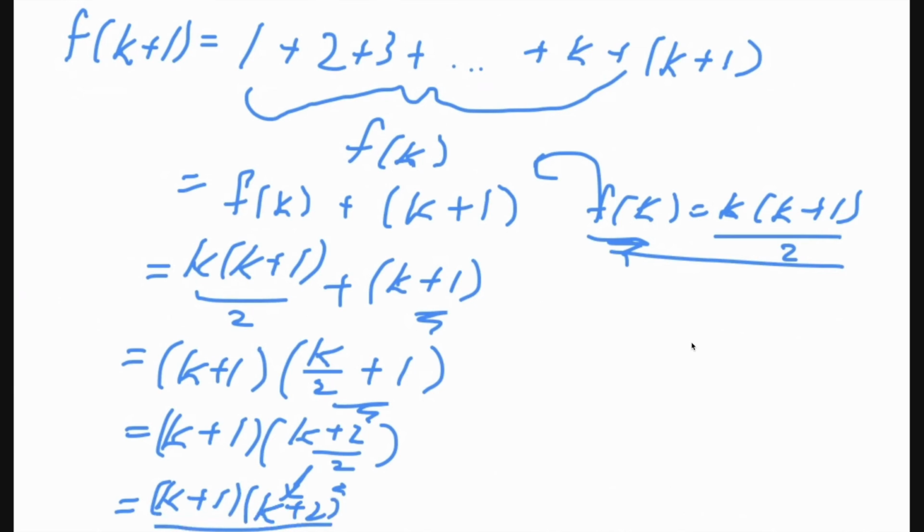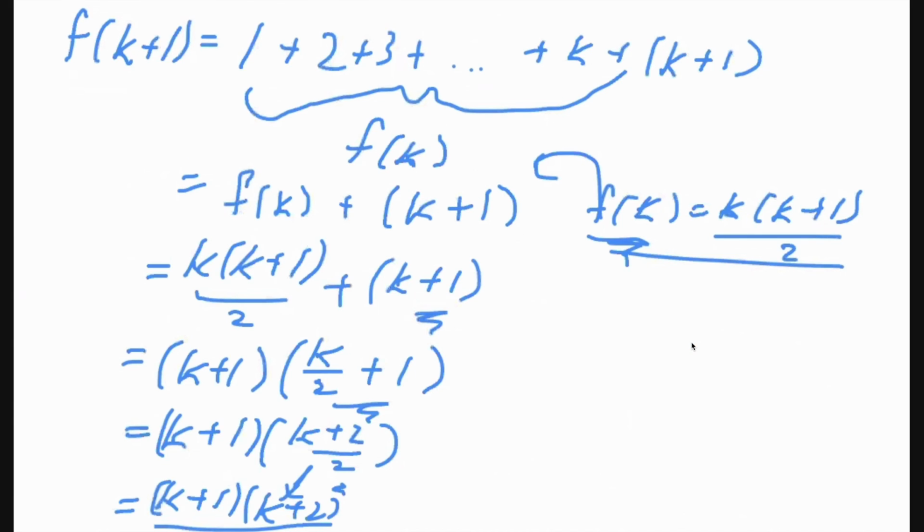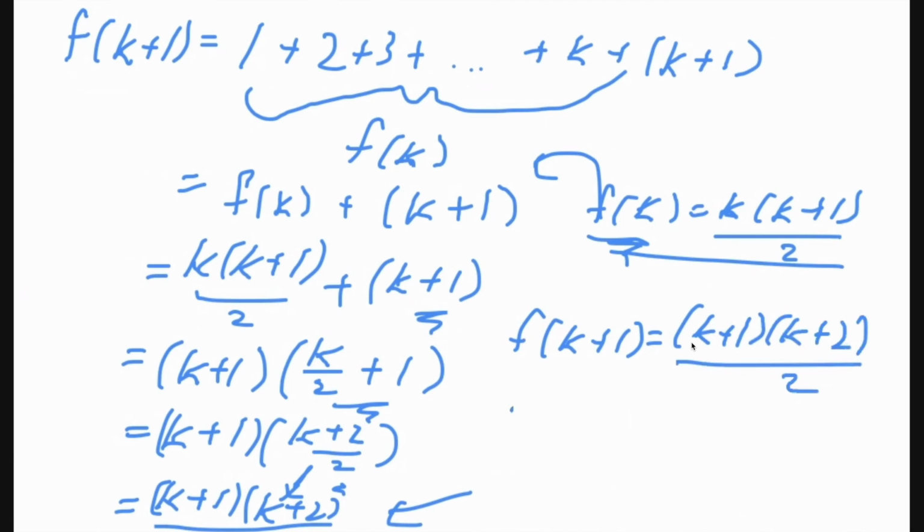And this is exactly what we're looking for. Remember, in our last slide, we wanted to prove that f(k plus 1) is equal to (k plus 1) times (k plus 2) over 2, and we were just able to do this. So we can say that f(k plus 1) is equal to (k plus 1) times (k plus 2) over 2, which means that we've successfully proven our inductive step and our induction is complete.